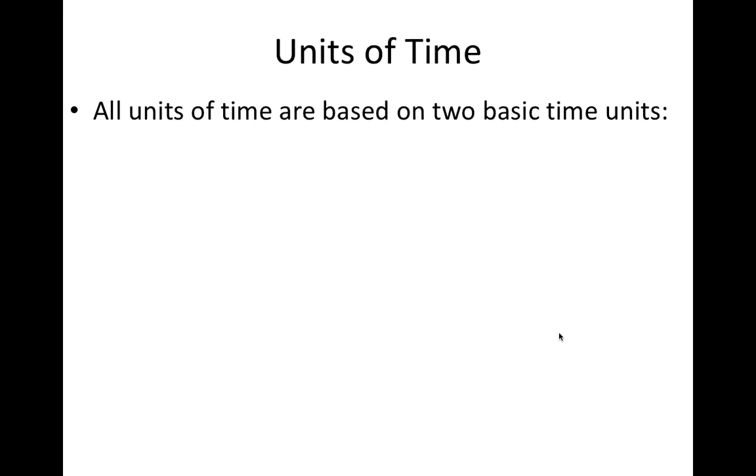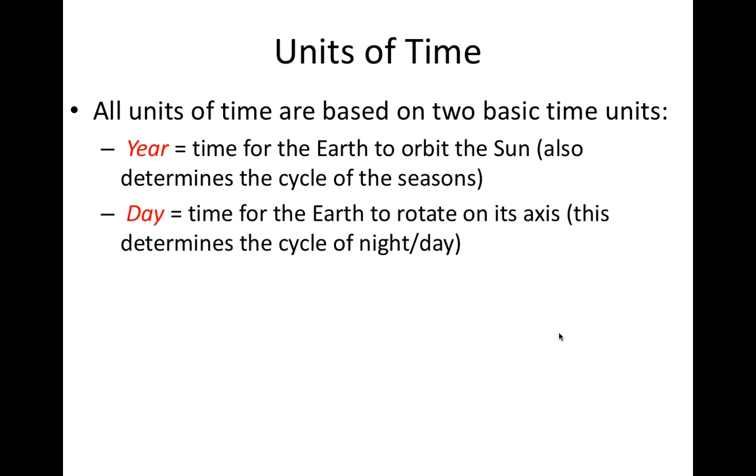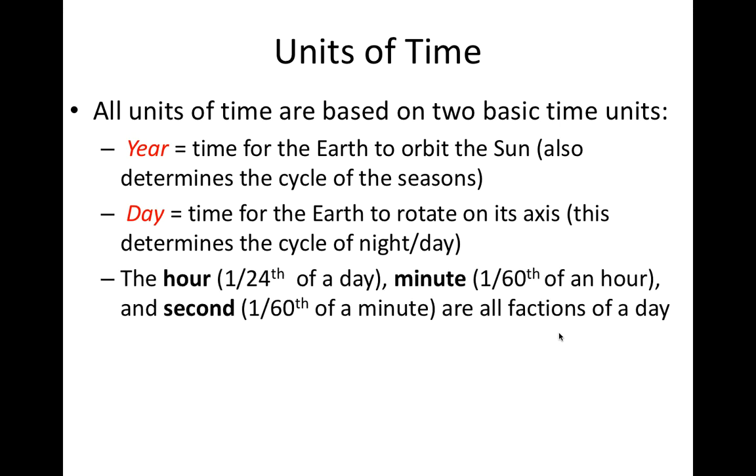All units of time are based on two basic units of time. We base it on the year, which is the time that it takes the Earth to orbit around the sun, and this is what determines the cycle of our seasons. A day is the time that it takes the Earth to rotate once on its axis, which determines the cycle of night and day. All other units of time are fractions or multiples of these two time units. An hour is 1/24th of a day, a minute is a 60th of an hour, a second is a 60th of a minute, and they're all fractions of our day.